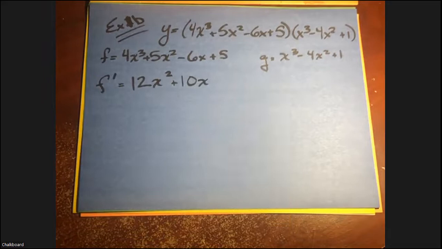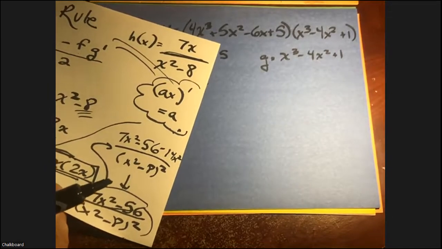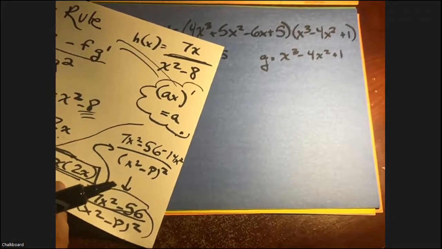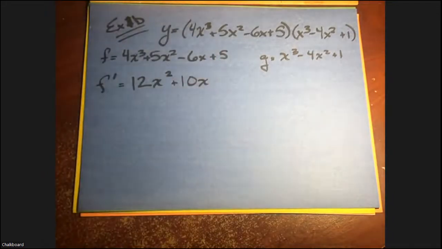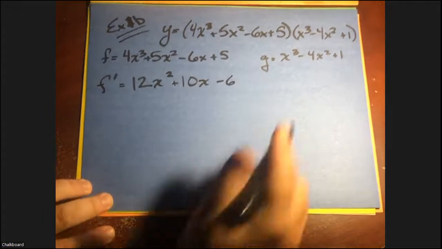Remember this little rule with the a that I used? Where did I put it? Where is it? Here it is. Remember a to the x, the derivative is, not a to the x, a times x is a. So the derivative of negative 6x is just negative 6. There you go. All right, then we got g prime.